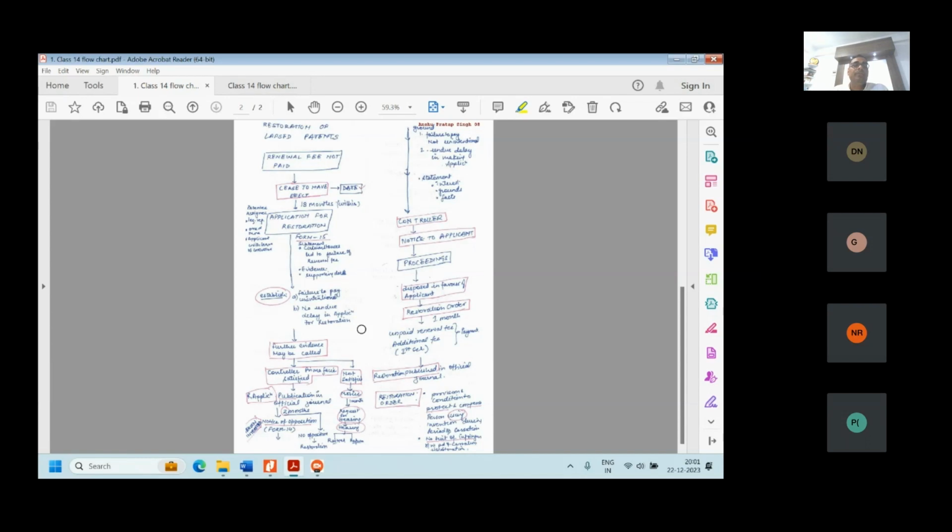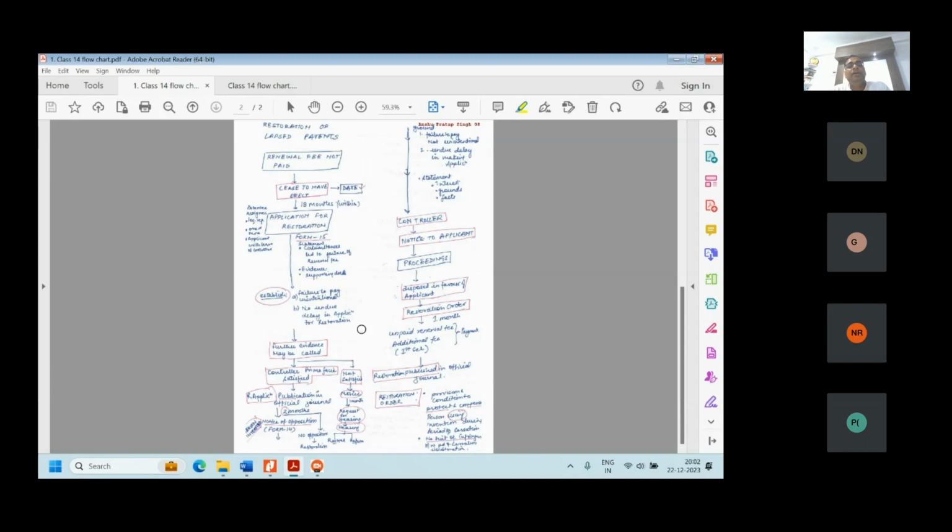After that, the controller can ask for more evidence if he is not satisfied by the evidence you have submitted. First, if the controller is prima facie satisfied, he will publish that an application for restoration has been filed. The restoration application will be published, and it will be open for 2 months for any interested person to oppose.